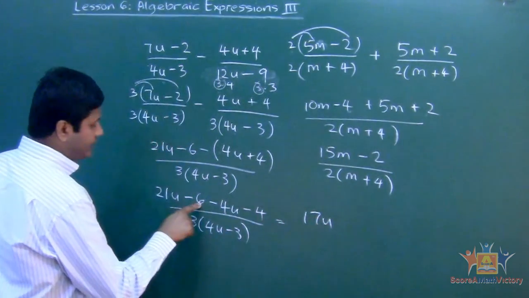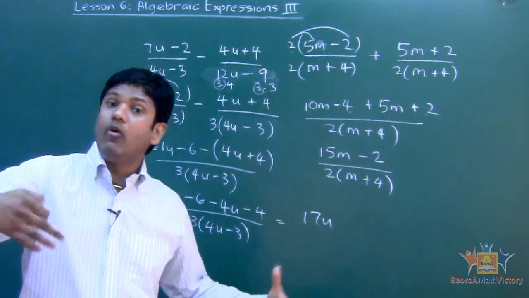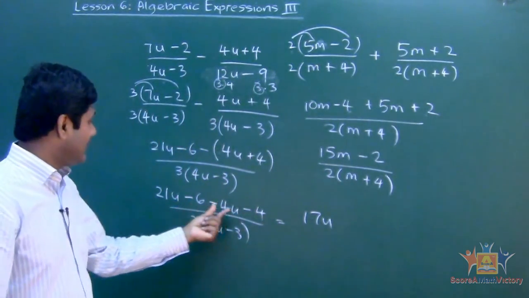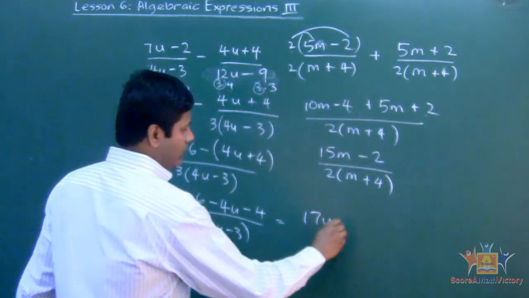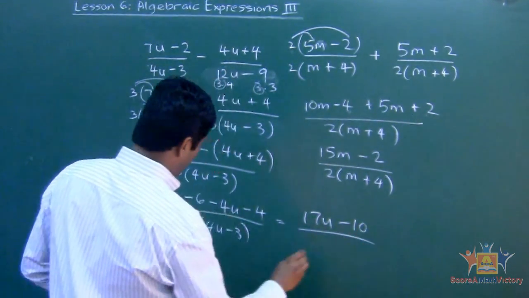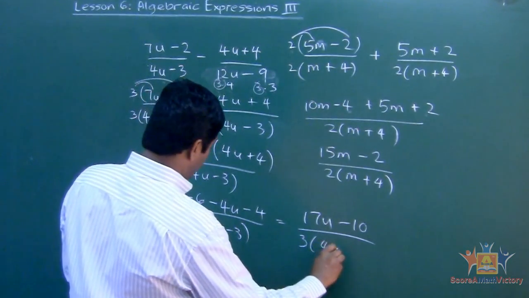And then negative 6, negative 4. I owe more. Okay, you owe 6 and you owe 4. That means you're going to owe more. So 6 plus 4 is 10. So you're going to owe 10 minus 4 over 3, 4U minus 3.